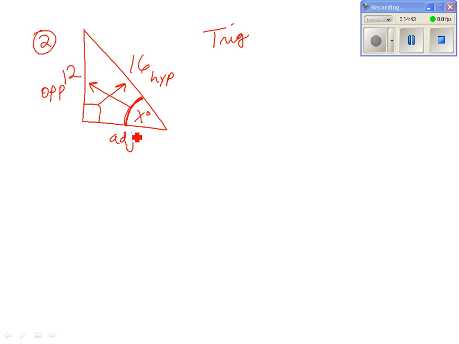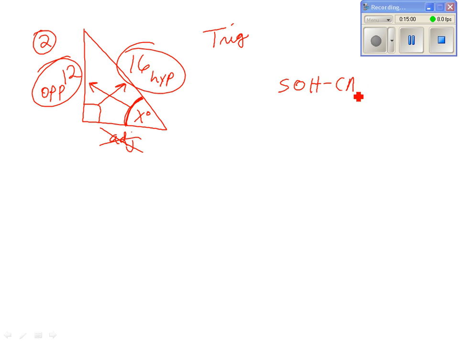Which of these sides do we not care about? We don't care about the adjacent. So we care about these two. Well, in SOHCAHTOA, which trig ratio deals with opposite and hypotenuse? Sine. Opposite and hypotenuse. That's why the SOHCAHTOA comes in handy.